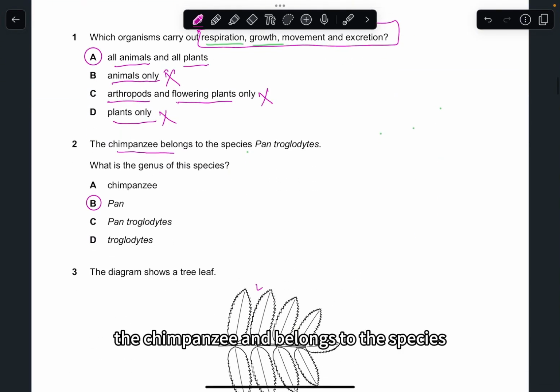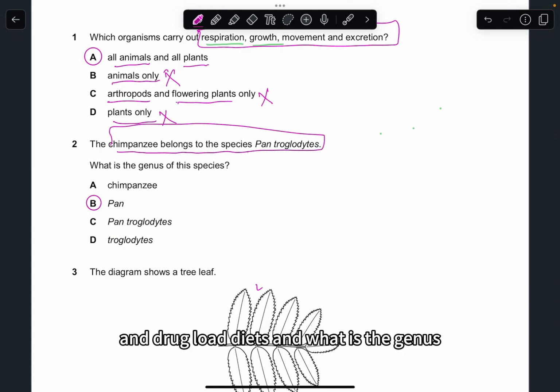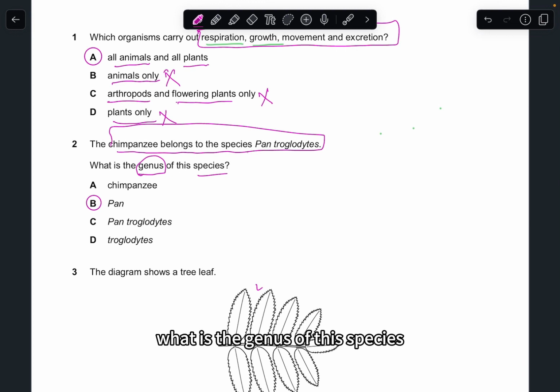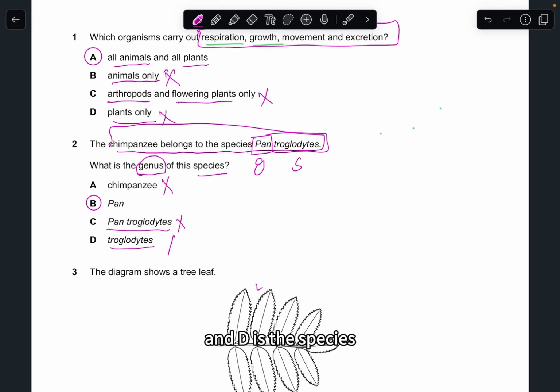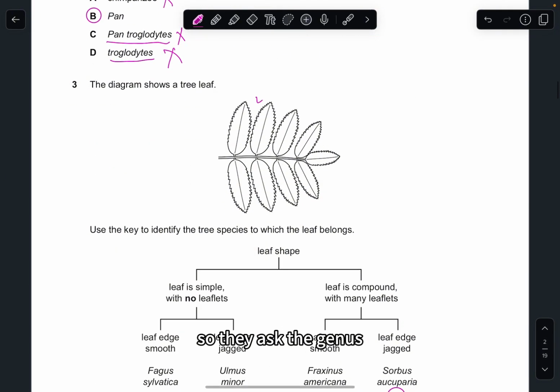Question number 2. The chimpanzee belongs to the species troglodytes. What is the genus of this species? We know that the first name here, Pan, is the genus, and the next one is the species. So Pan, B, is our answer. A is not because A is the common name. C is not because that's the full name. And D is the species. They ask for the genus.